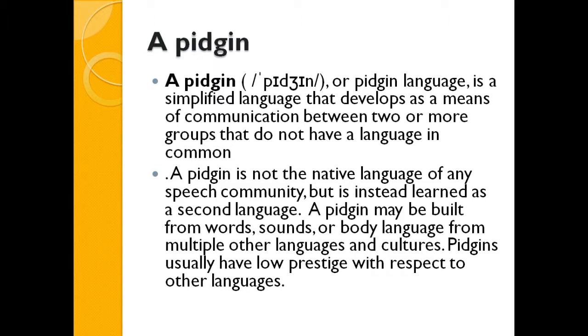A pidgin. Pidgin or pidgin language is a simplified language that develops as a means of communication between two or more groups that do not have a language in common. A pidgin is not the native language of any speech community, but is instead learned as a second language. A pidgin may be built from word, sound, or body language from multiple other languages and cultures. Pidgins usually have low prestige with respect to other languages.